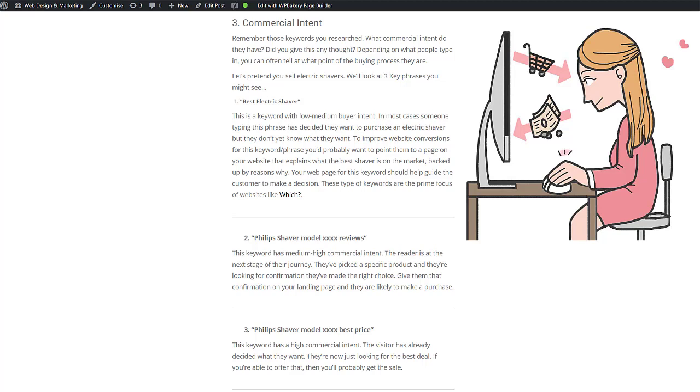So the takeaway from this really is to match your content, not just your keywords, to the stage that the buyer is at in their mind. This will increase conversions. It will increase clicks if you're appearing on Google for that keyword, and ultimately drive more traffic.